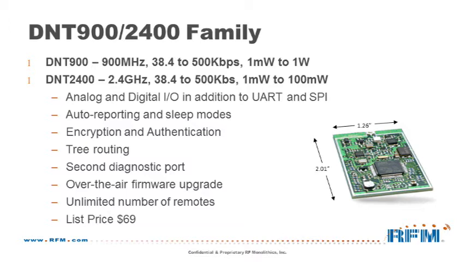So there are 4 over-the-air data rates: 38.4 kilobits per second, 115.2 kilobits per second, 200 kilobits per second, and 500 kilobits per second. And then variable power levels from 1 milliwatt to 1 watt for 900 megahertz, and 1 milliwatt to 100 milliwatts for the 2.4. And the reason we stop at 100 milliwatts for the 2.4 is one of the values of 2.4 is it's available for use worldwide. But if you're using it in Europe, in the European countries, you can only go to 100 milliwatts. So we stop at that point.